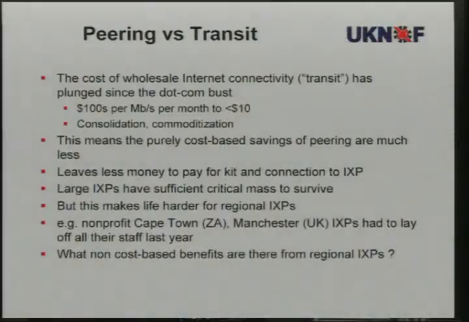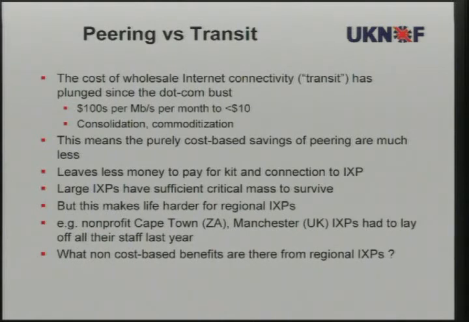In many ways, it's a good thing, but since Y2K, the cost of buying wholesale transit has dropped from hundreds of dollars per meg per month to less than $10. You have to shop around, you have to buy in bulk. You can get internet transit for less than $10 a meg a month. The whole of the code is consolidation and commoditization.